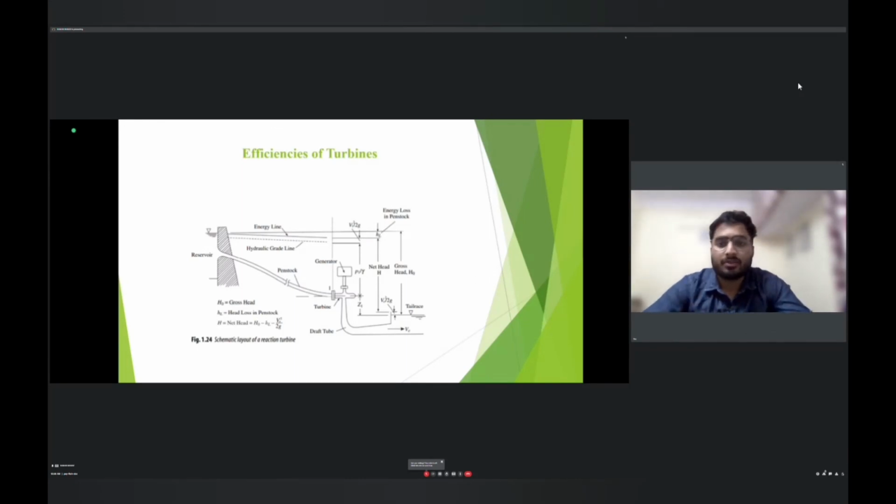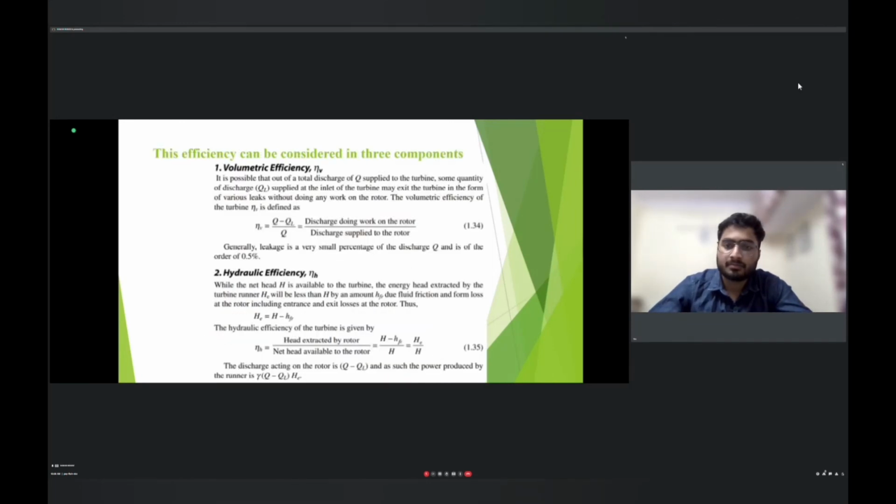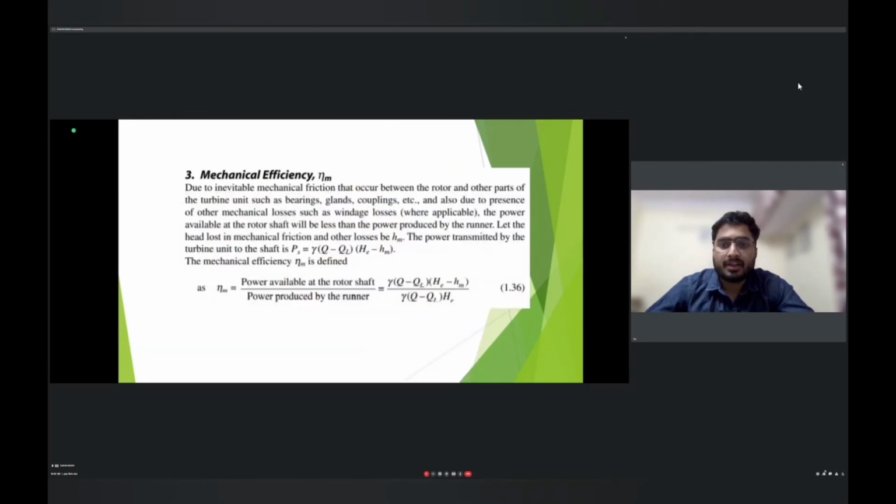In this you can see the schematic layout of a reaction turbine. So this efficiency can be considered in three components. The first one is the volumetric efficiency, the second is the hydraulic efficiency, and the third one is the mechanical efficiency. So we will discuss all the three one by one.